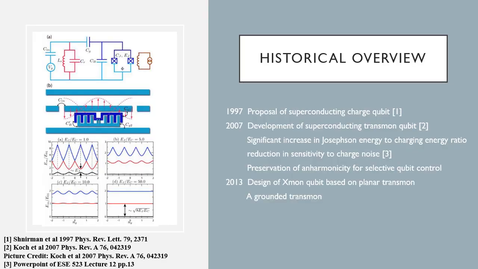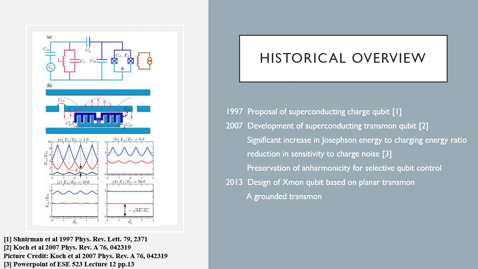From the historical perspective, the Xmon qubit is closely related to the Charge qubit and the Transmon qubit. In 1997, Schoelkopf first suggested the idea of a superconducting Charge qubit. 10 years later, in 2007, Robert, Michael, Stephen, and their colleagues at Yale University developed the Transmon qubit, which is still a Charge qubit but with a large ratio of Josephson energy, EJ, to charging energy, EC. Additional capacitors are used to reduce the charging energy.